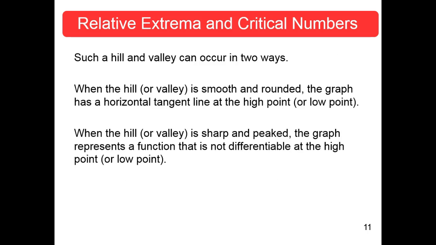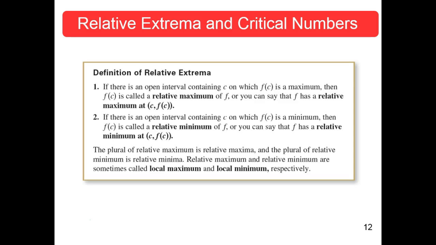Okay? Such a hill or valley can occur in two ways. When the hill or valley is smooth and rounded, the graph has a horizontal tangent line at the high point or the low point. But when the hill or the valley is sharp or peaked, then the graph represents a function that is not differentiable at that high point or low point. Okay? Now, examples of that. Oh, well, we're going to give the definition first. Okay.